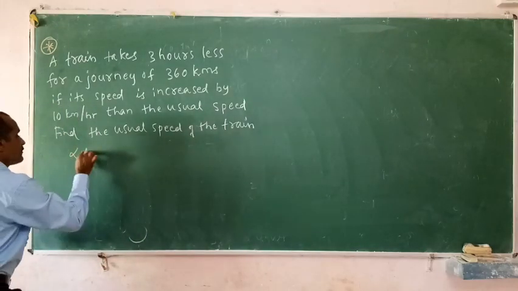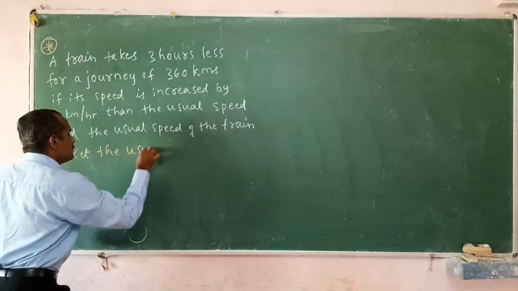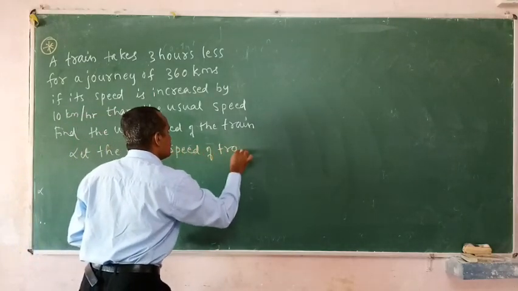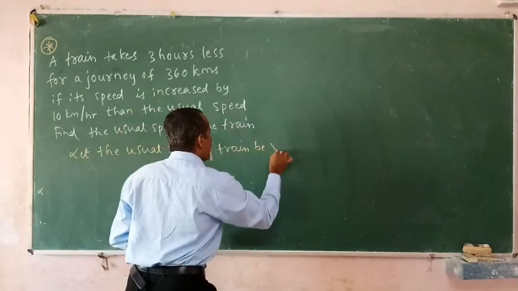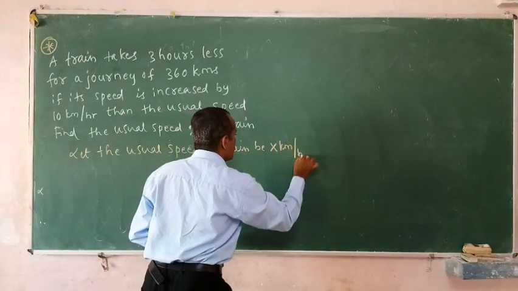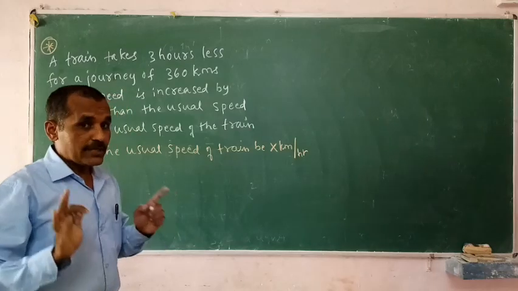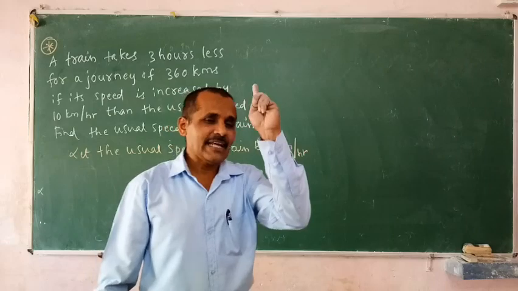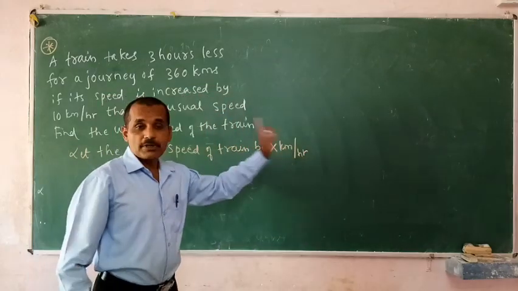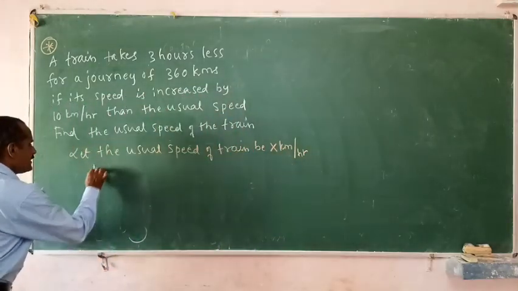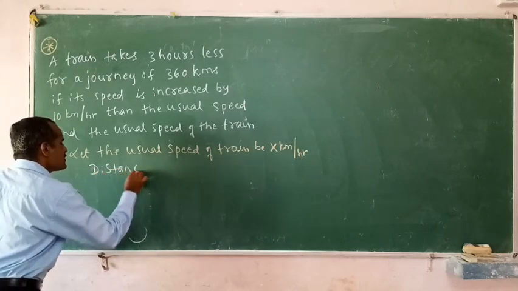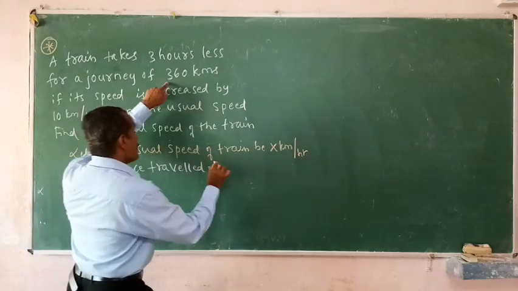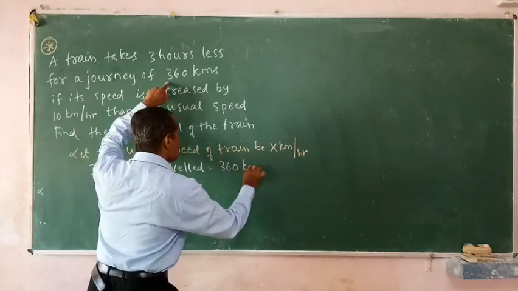Let the usual speed of the train be x kilometers per hour. Listen very carefully. Don't write in between. Listen first. I don't know what the usual speed is, so I have assumed it as x kilometers per hour. Distance traveled is equal to 360 kilometers.